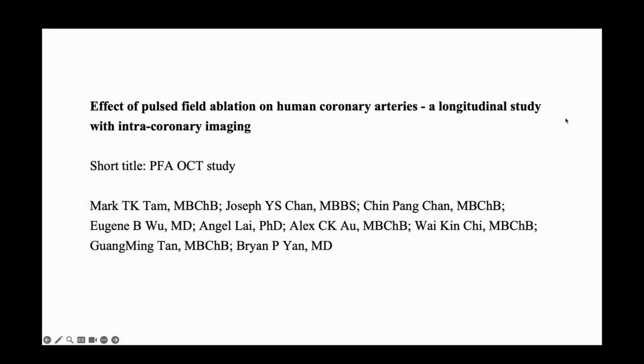And today we're going to discuss his paper. It's due to be presented at the upcoming Heart Rhythm meeting in San Diego, and also with a simultaneous publication in JACC. Really excited about this paper. It's titled Effect of Pulsed Field Ablation on Human Coronary Arteries, a longitudinal study with intra-coronary imaging. So welcome, Mark. Thanks for joining us today.